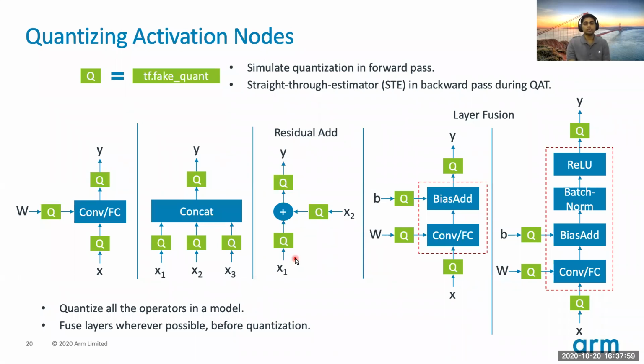The other thing to note is that if there is an opportunity to do layer fusion, for example, on the right side we show the convolution, bias, add, batch norm, and ReLU, they could all be fused before doing quantization. That way we can avoid quantizing the intermediate activations. If we do it that way, the accuracy is preserved, as well as the latency is reduced, because we don't have to run individual operators. We can fuse them together and run as a single fused operator.